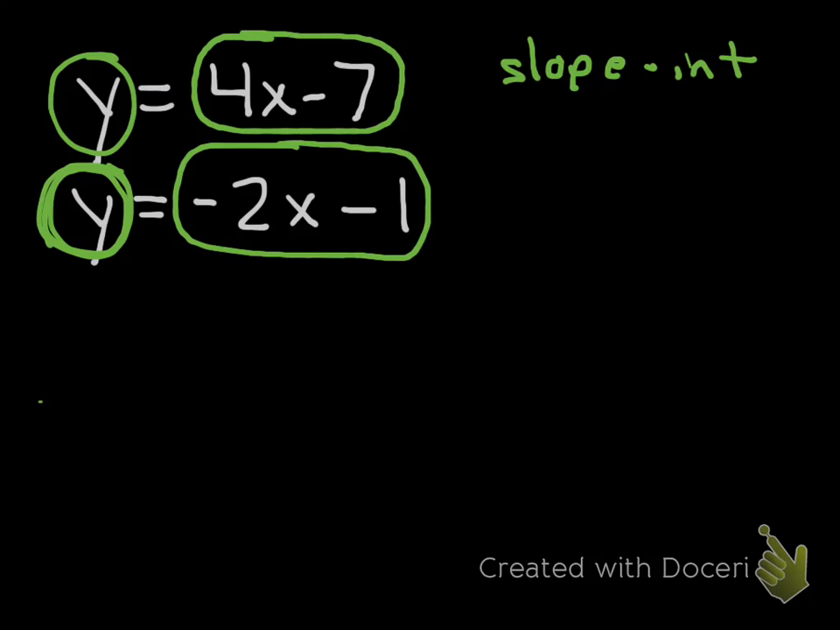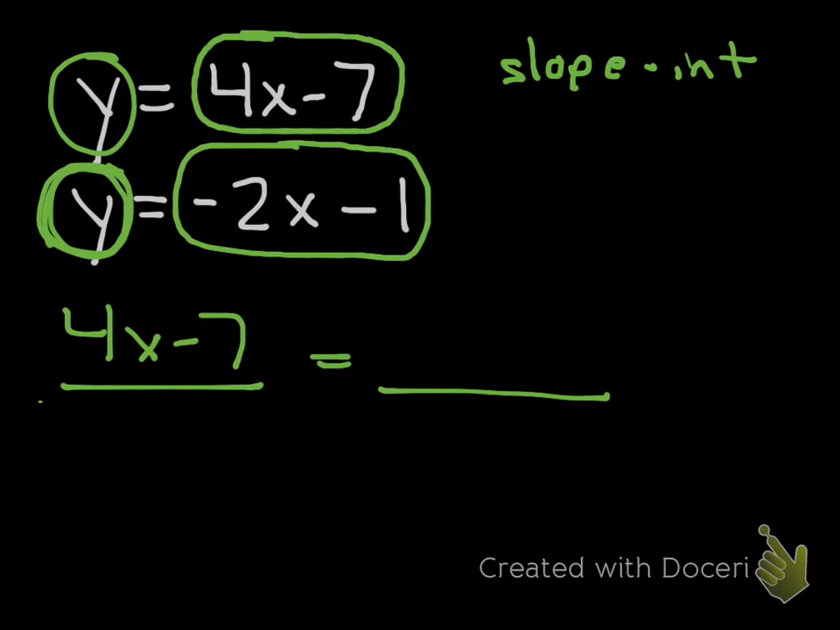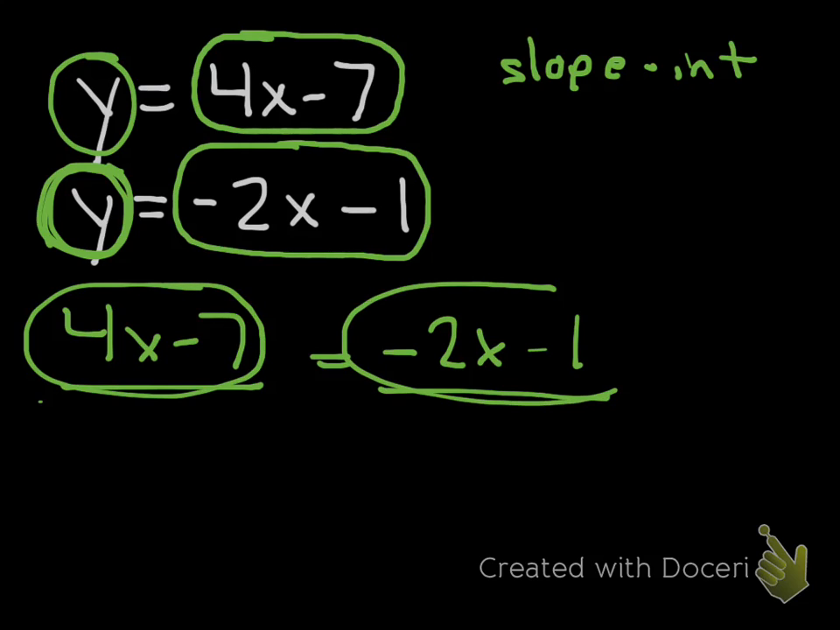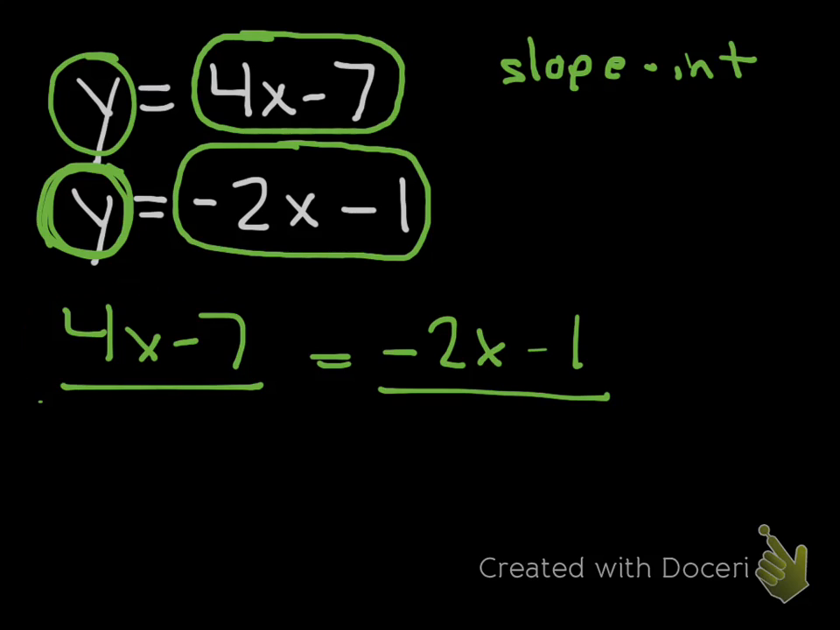So really, I'm going to have an equation here with an equal sign and 2 sides, and we're going to say 4x minus 7 equals negative 2x minus 1. And the reason we can do that is because both sides are equal to y. Y is equal to 4x minus 7. Y is also equal to negative 2x minus 1. Therefore, both of these expressions must be equal to each other. Okay? Once we have that, this is a fairly easy equation for us to solve.